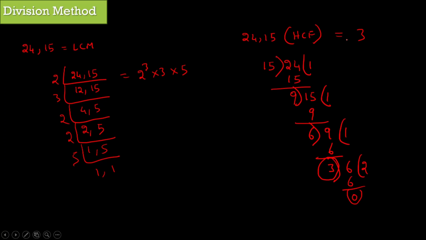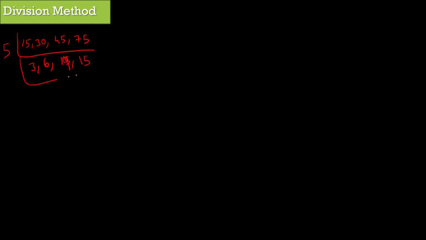Okay. Now let's move to the next slide. We'll see some examples of how to find the LCM and HCF using the division method. Let us find the LCM for 15, 30, 45 and 75 by the division method. So all are multiples of 5, I think. 5 3s are 15, 5 6s are 30, 5 9s are 45, and here it is 15. Now next, all are multiples of 3, continue with 3.